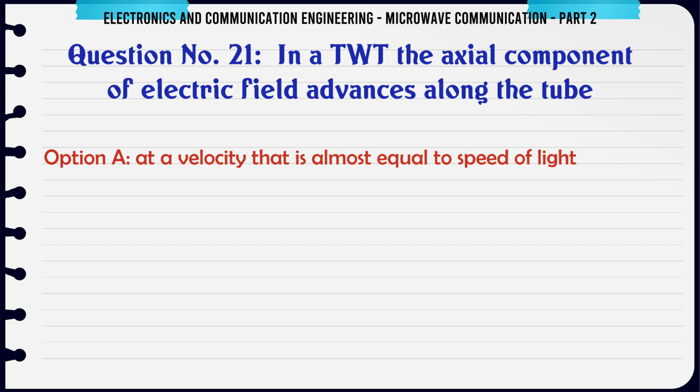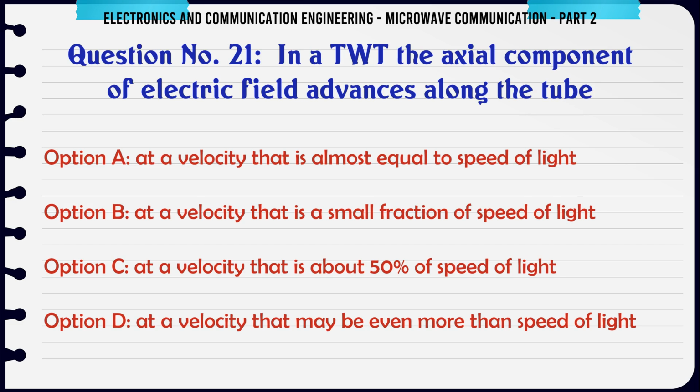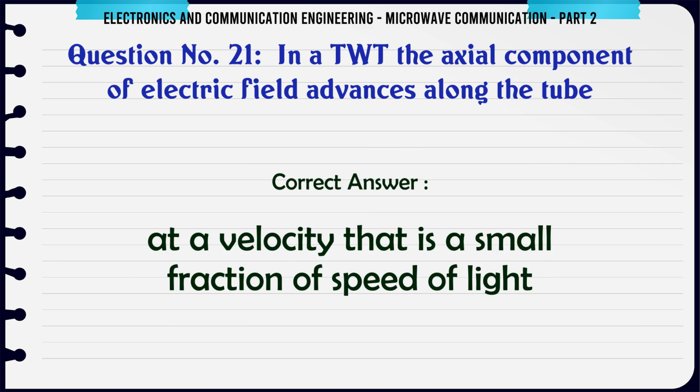In a TWT, the axial component of electric field advances along the tube A: at a velocity that is almost equal to speed of light, B: at a velocity that is a small fraction of speed of light, C: at a velocity that is about 50% of speed of light, D: at a velocity that may be even more than speed of light. The correct answer is at a velocity that is a small fraction of speed of light.